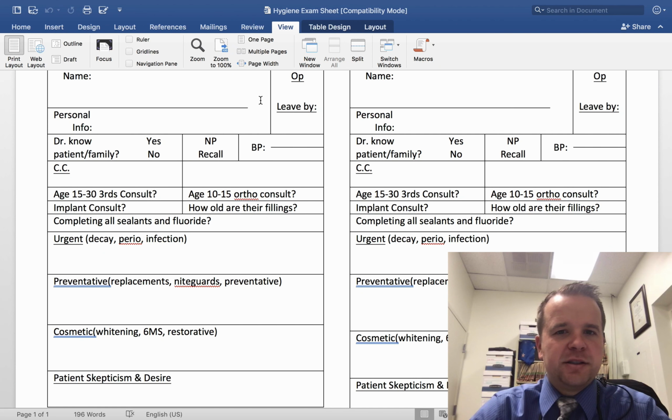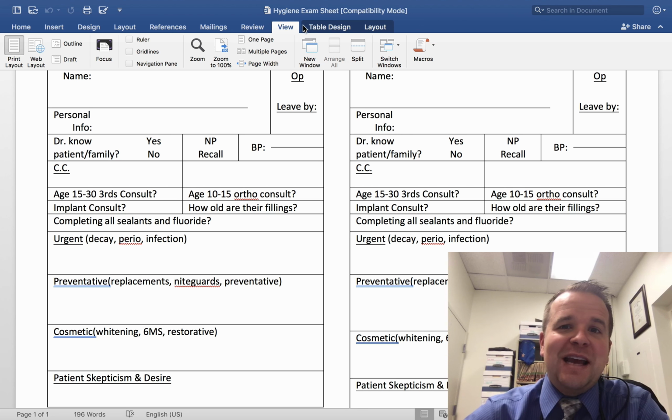Oh, howdy. So, this is for the hygienist. This is to help you understand the exam sheet. I think patient experience specialists and everybody could look at it too, but really for the dentist and for the dental hygienist. So, this is what we call the hygiene exam sheet.